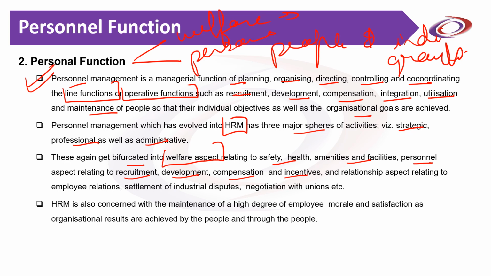Also, HRM today is concerned with the maintenance of high degree of employee morale and satisfaction. We have studied in the previous chapters how motivation is important. It is a determining factor of how well the people are going to perform their task. So all of these things are important. We have understood the meaning of personnel management. Let us also see some of the functions that are performed.